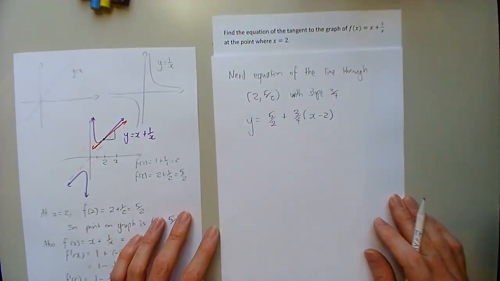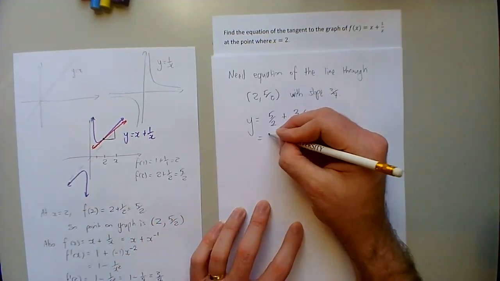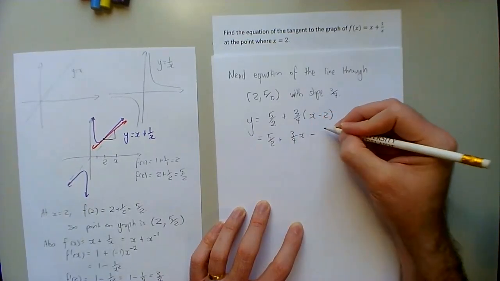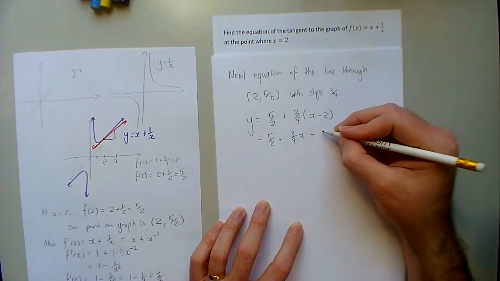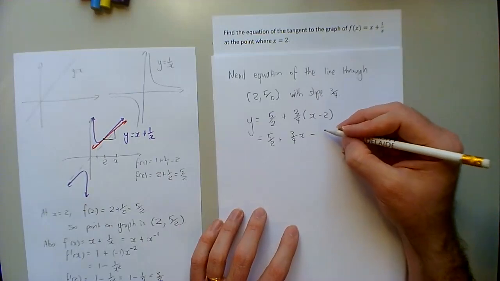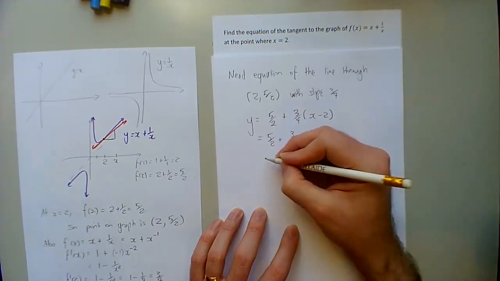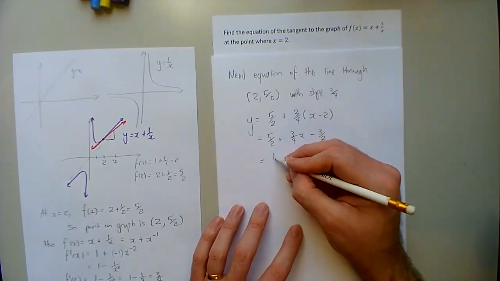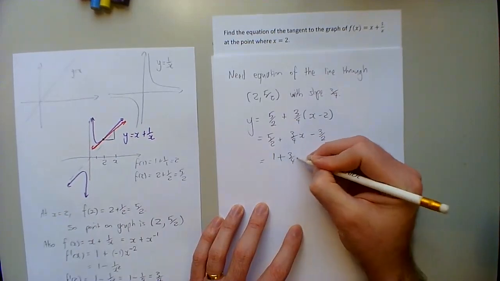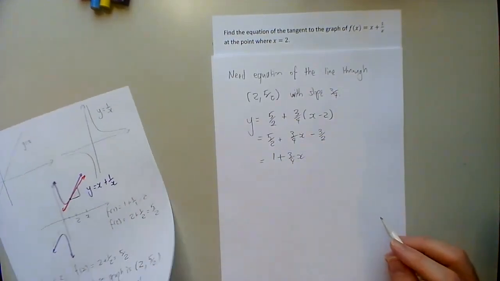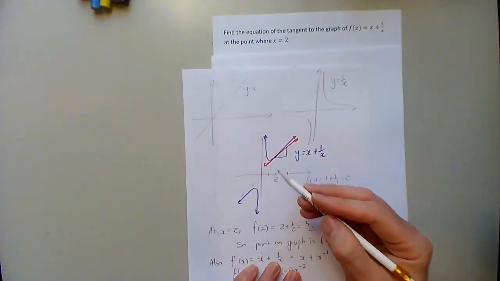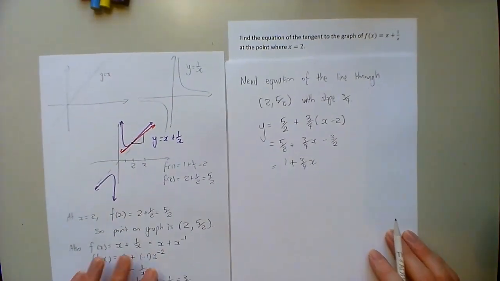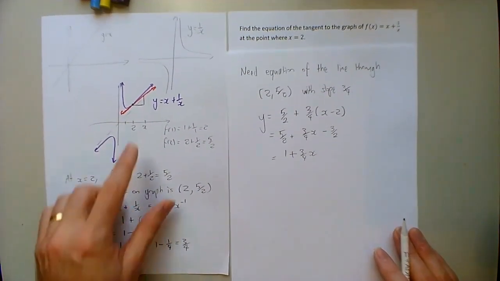Some people might be a bit more satisfied if I expand that out. So 5/2 plus 3/4 x minus 3/4 times 2 would be 3/2. 5/2 minus 3/2 would be 2/2, which would be 1. Okay, so the y intercept is actually 1. That looks about right based on my very rough sketch. So that's the equation of the tangent to this curve at that point.